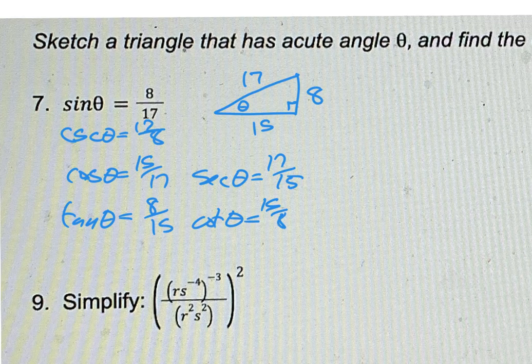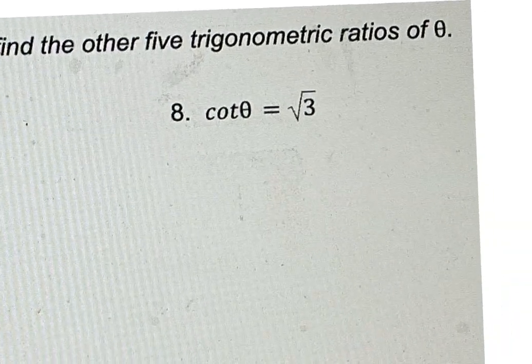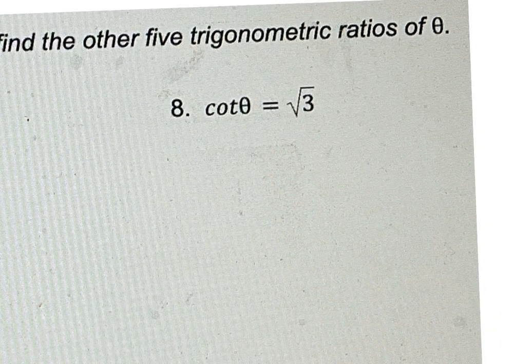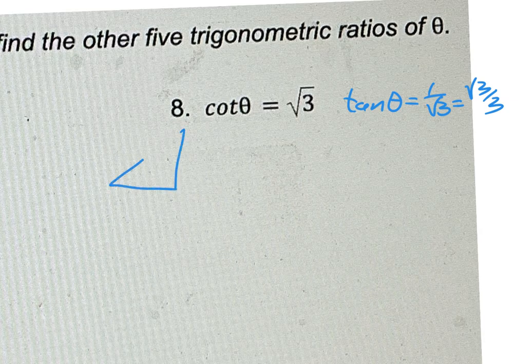Number 8, cotangent is square root of 3. One thing I know is that tangent is 1 over the square root of 3, which means it's square root of 3 over 3, which means it's one of our famous numbers. So when I draw the triangle here, I'm going to put theta here. Tangent is opposite over adjacent. So I need to find the third side. I'm going to do the Pythagorean theorem in my head. 1 squared plus square root of 3 squared is 4, square root of 4 is 2.